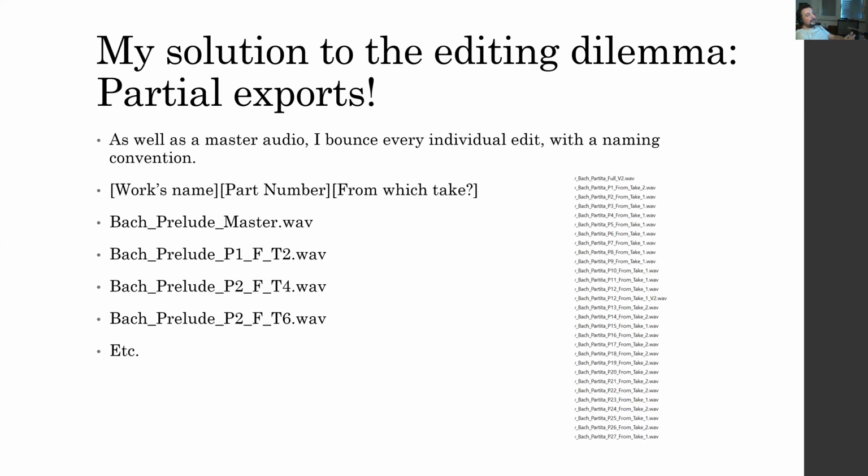So my solution to the editing dilemma is partial exports. As well as a master audio, I bounce, or export is our terminology here, every individual edit with a naming convention. For example, here we can see that we have the work's name, the work's part number, and we also notate from which take the part comes. Sample file names are Bach Prelude Master, Bach Prelude part 1 from take 2, part 2 from take 4, part 3 from take 6, etc.